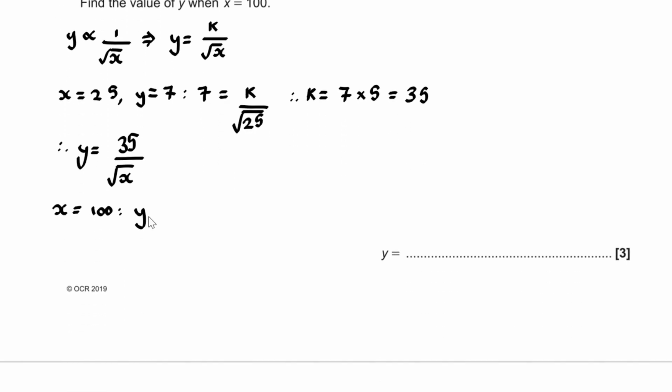So when x is equal to 100, we've got y equals 35 over square root 100. So we've got here 35 over 10, which is 7 over 2, or 3.5 if you want. So we've got y equals 7 over 2.